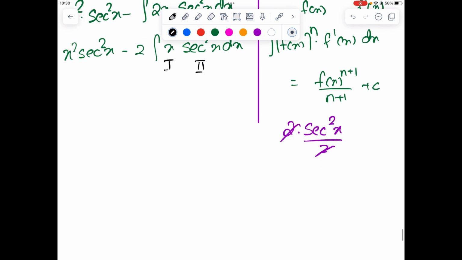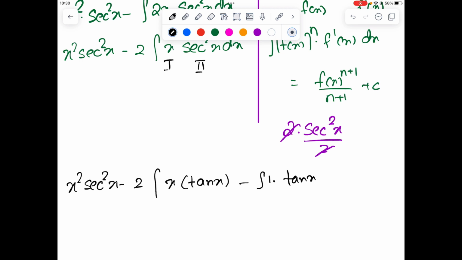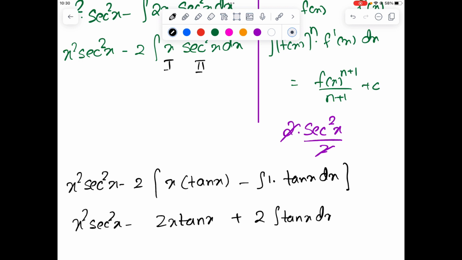So I get x square secant square x minus 2 times first function, integral of second function is tan x minus integral of derivative of first function is 1 and carry forward that tan x dx. So what does that become? X square secant square x minus 2x tan x, minus times minus is plus, integral of 2 tan x. What is integral of tan x?